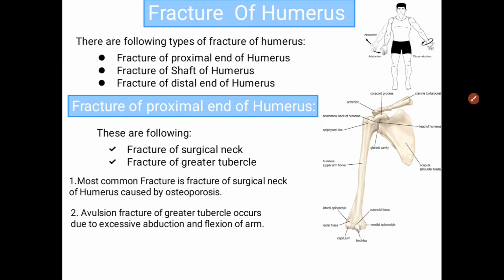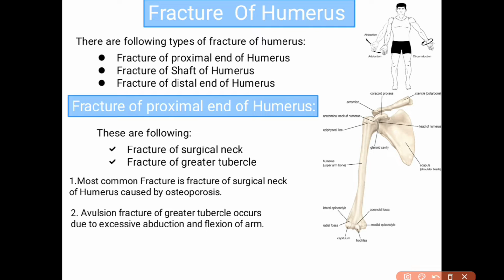The fracture of the greater tubercle is an avulsion fracture. Avulsion fracture is a type of fracture in which a small part of bone is torn away. So in the case of fracture of the greater tubercle, the subscapularis muscle and other muscles that are attached to the greater tubercle and the lesser tubercle pull the arm into medial rotation. They remain attached to their origin sites.